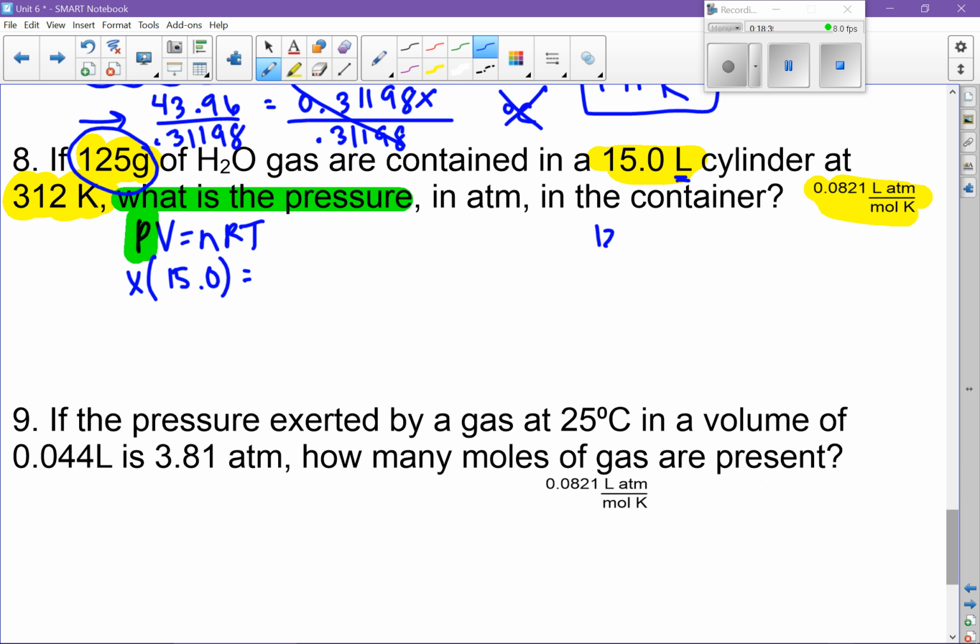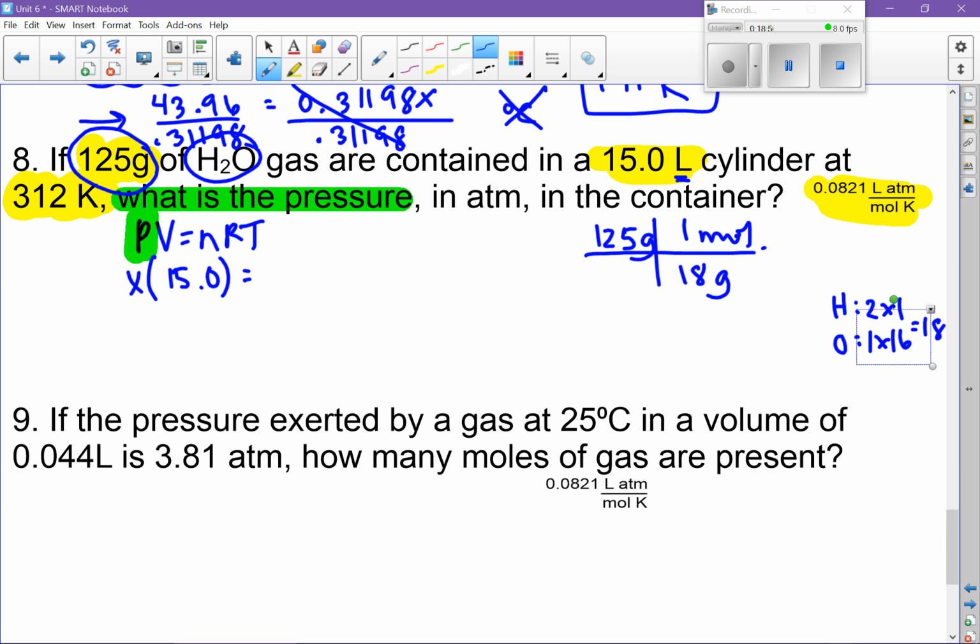So we're going to have to do a quick fence to turn grams into moles. Now here my chemical is water, so let's find the molar mass of that. There's 2 hydrogens, they weigh 1 apiece. There's 1 oxygen, they weigh 16 apiece. The molar mass of that is 18. So when I do that division, I get 6.94 moles. That's what I'm going to put in over here for N.